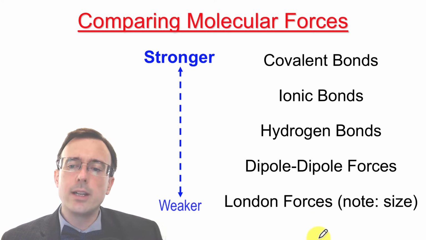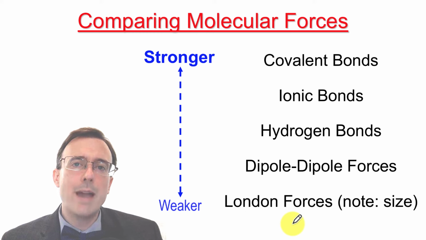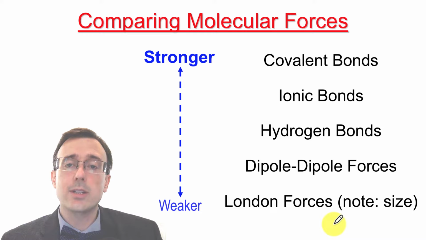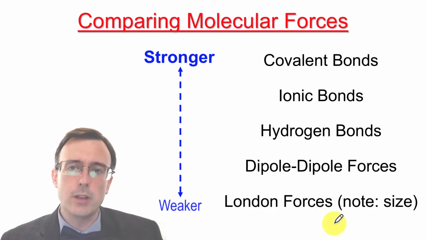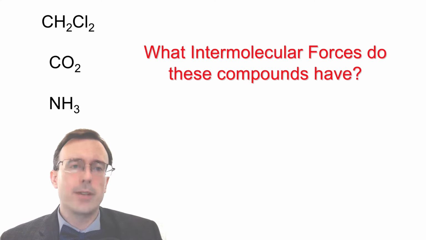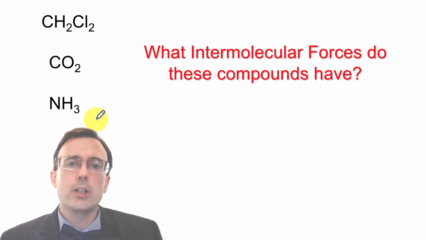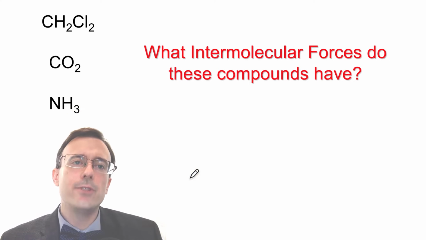However, as we already noted, if your molecules are very, very large, those London dispersion forces, while small in themselves, are very significant because you have so many of these London dispersion attractions between neighboring molecules, so that those London forces can be quite significant when you have very large molecules. Last of all, let's go ahead and try this out. What different intermolecular forces do the following compounds have? So here we have CH2Cl2, and CO2 and NH3, that is ammonia. Go ahead and pause this video and see if you can figure out which different intermolecular forces each of these has.